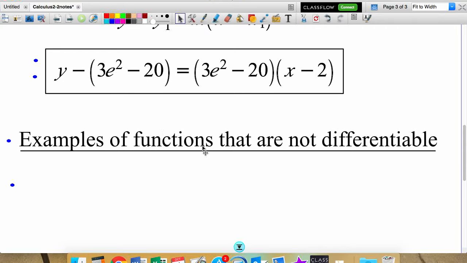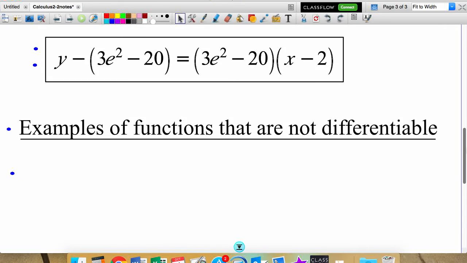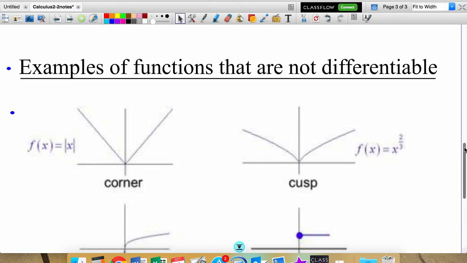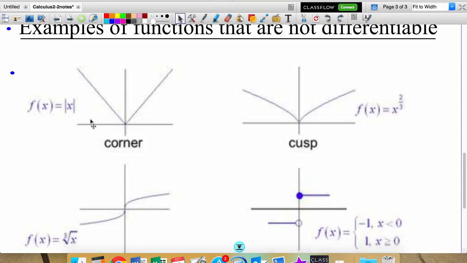The last thing I want to talk about are examples of functions that are not differentiable. Just like when we were talking about continuity and had examples of discontinuous functions, we also have examples of functions that are not differentiable. Here are the 4 examples of non-differentiable functions. The first is a corner. An example of this would be your absolute value of x graph.